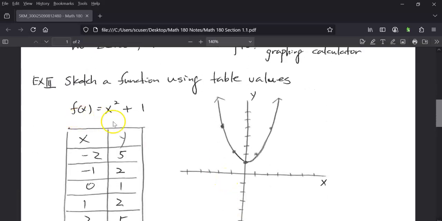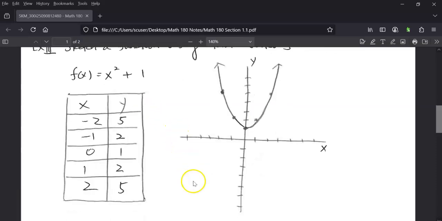Now, sketching a function using table values. I know we can easily use a graphing calculator, but in case we don't have one, the basic way to graph anything is using an XY table. So if we let x equal negative 2, negative 1, 0, 1, and 2, we plug in, just like evaluating in example 1. We evaluate f of x when x equals negative 2, then our f of x or y value will equal 5.